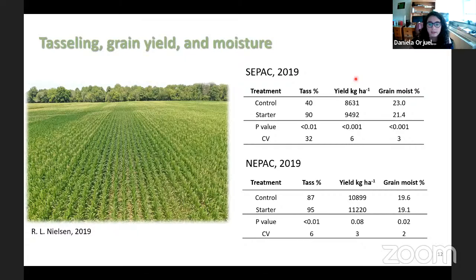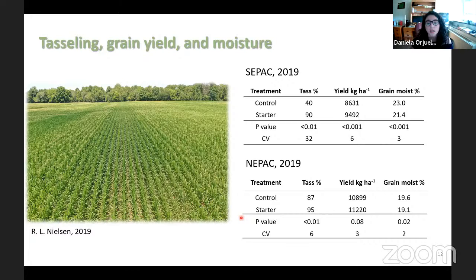And for the yield, finally at CPAC, we were able to have a bigger difference. So the control was lower in yield by about 800 kilograms per hectare compared with the starter treatments. And that happened in CPAC, so we had a big magnitude in the differences for these three variables.